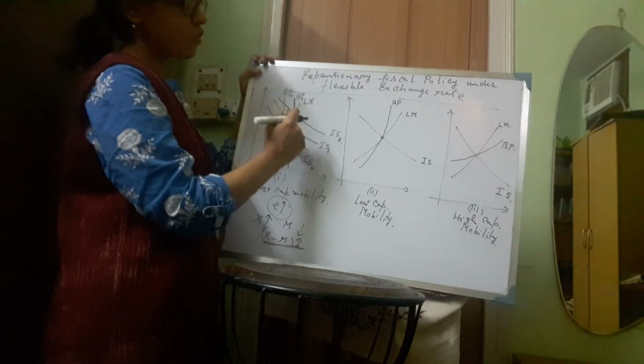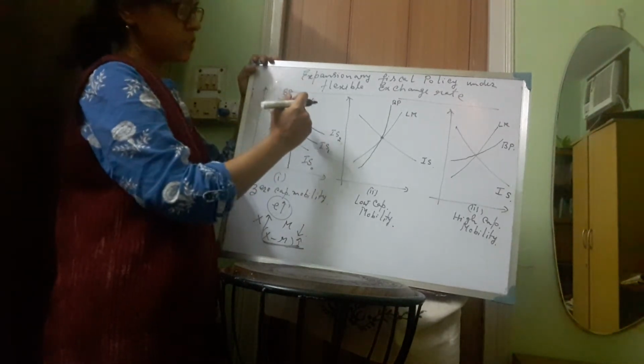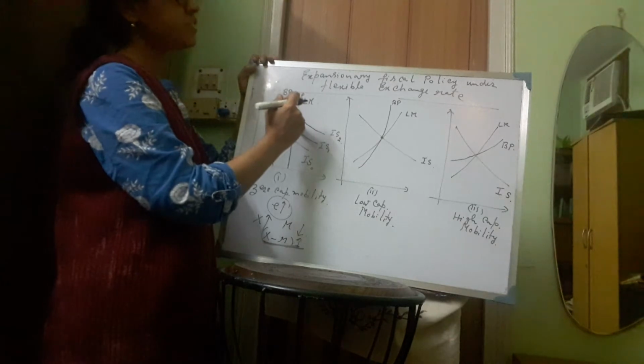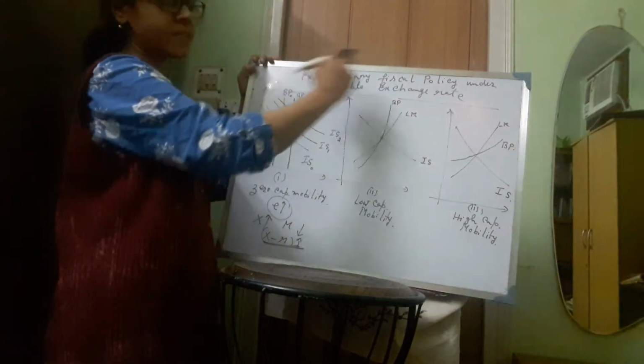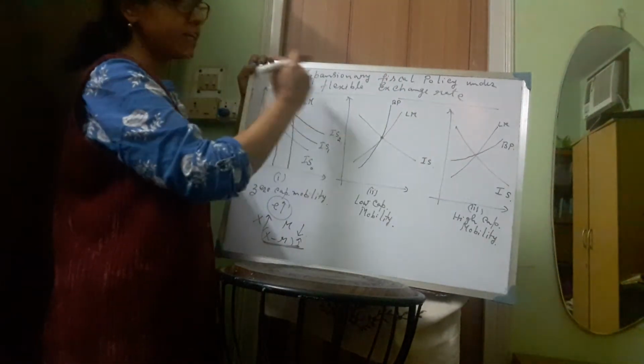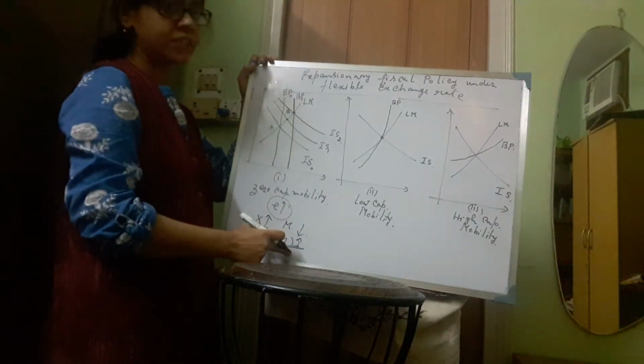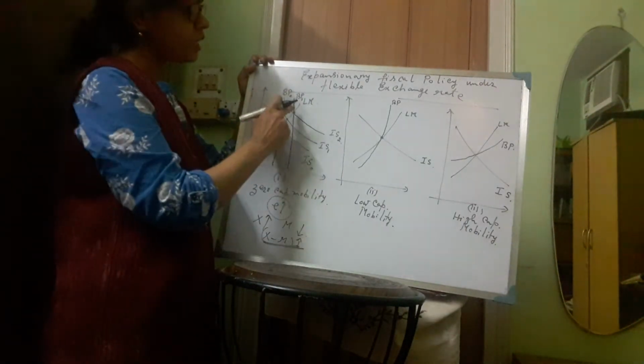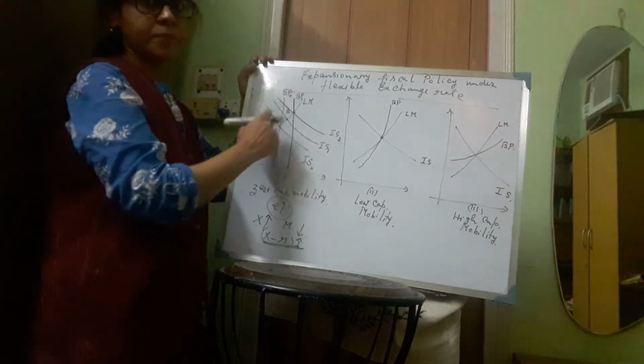So we have a shift of the IS curve two times. First, the IS curve shifts because we are taking the expansionary fiscal policy, and second, the IS curve shifts because of the improvement in X minus M. But there will be no shift of the LM curve here.